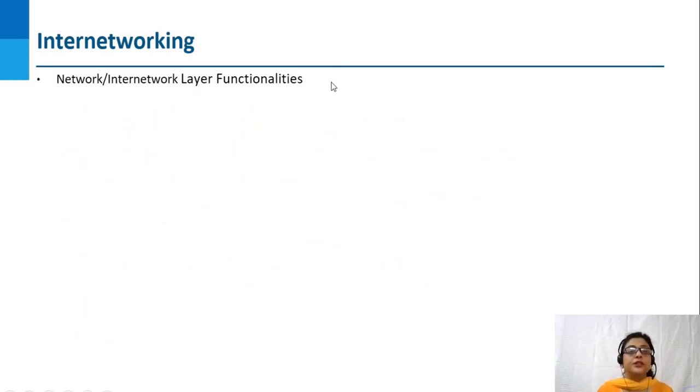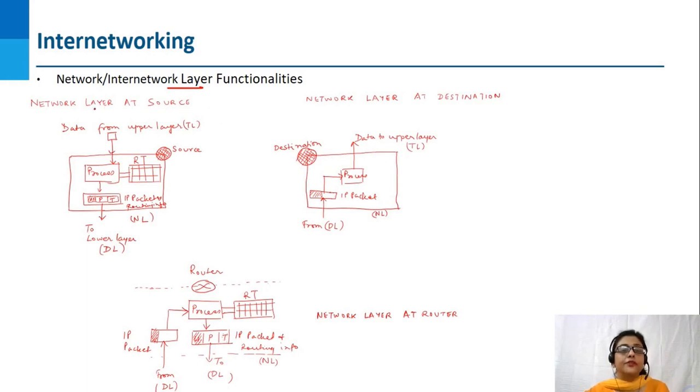There are various functionalities of the network or the internet layer, as we will see right away. Let us see the functionality of the network layer at the source, the network layer at the destination and the network layer at the router as per the previous example. At the source, the data from the upper layers, in this case the transport layer, goes to the network layer. Here, after the processing is done, it looks into the routing table that has the mapping of the source and destination IP addresses. It forms the IP packet. The IP packet has the payload, which means the user data, and together with it, it appends the header. This header contains the IP address of the destination computer.